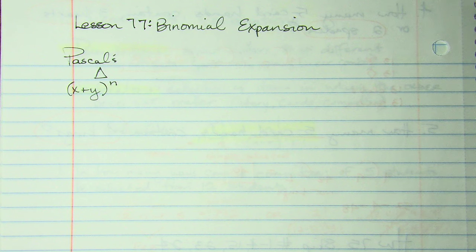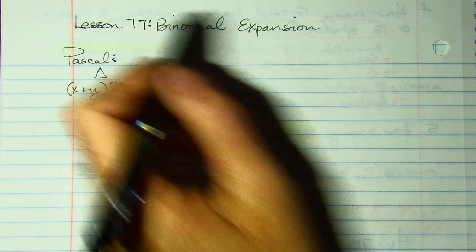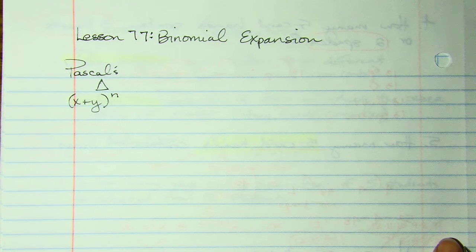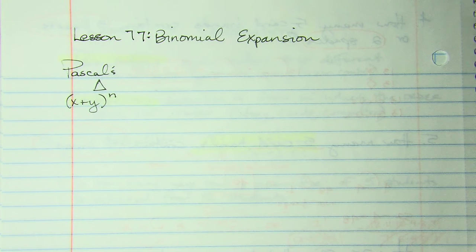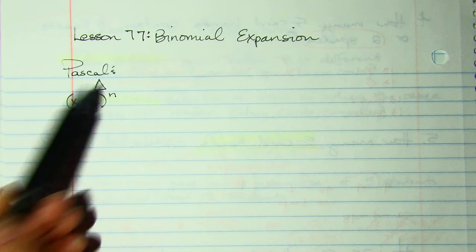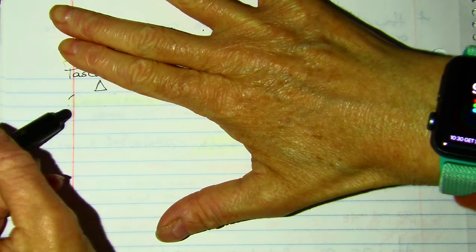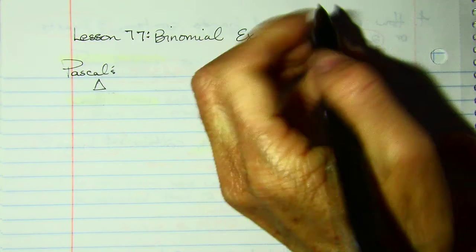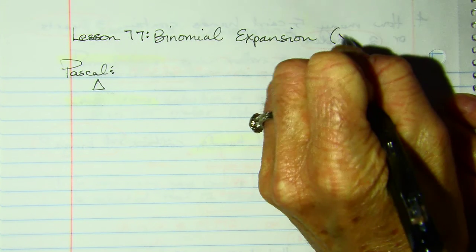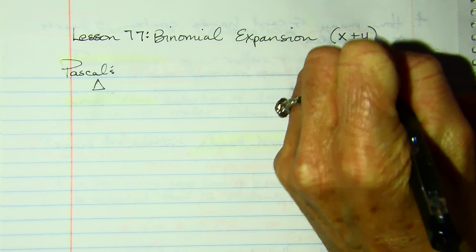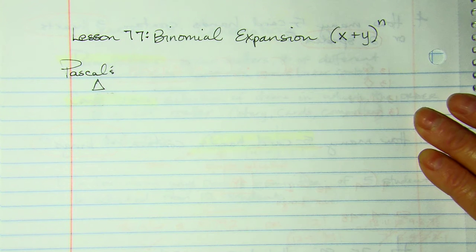Going to cover lesson 77. Lesson 77 has to do with the binomial expansion. And so we're going to start, this is a review from Algebra 2, but we're going to start with Pascal's triangle. And I should have written, there are some shortcuts to expanding a binomial. And so a binomial is when we have two terms and our exponent can be n.